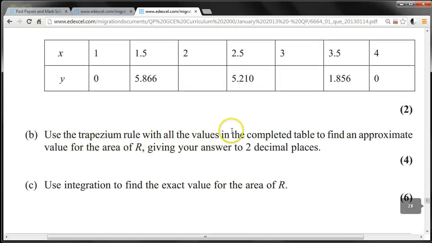Use the trapezium rule with all the values in the completed table to find an approximate value for the area of R, giving your answer correct to 2 decimal places. Use integration to find the exact value for the area of R.